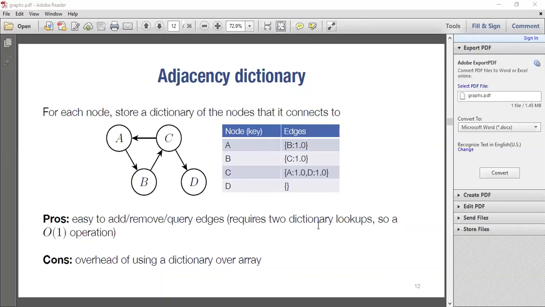So it's here that the pro is that if you're using the adjacency dictionary, it's easy to add, remove, and query edges. But the only problem is that it has an overhead of using a dictionary. I think I was talking about the array parts.